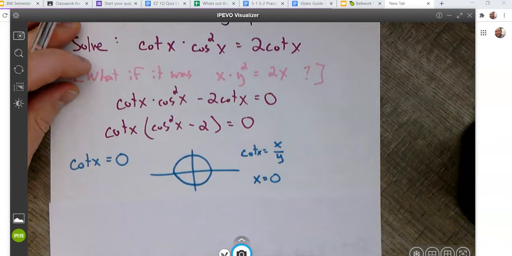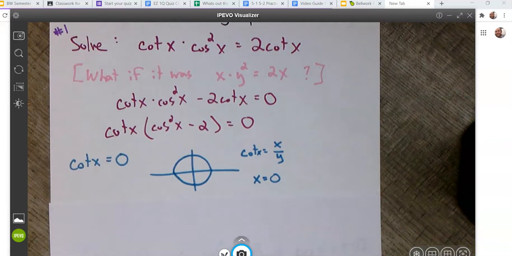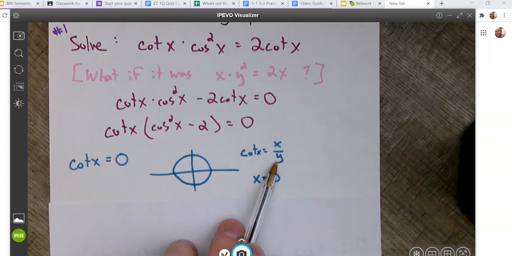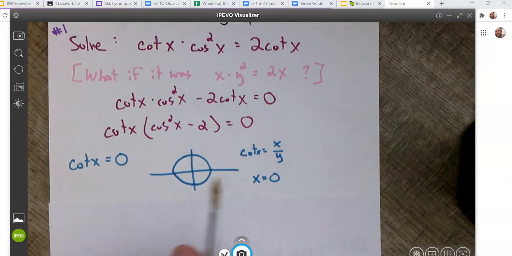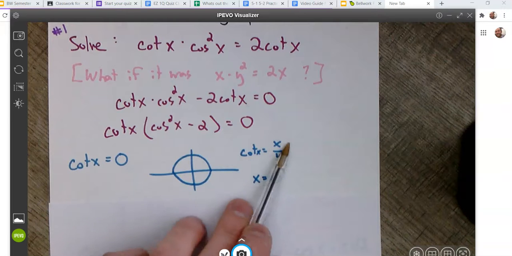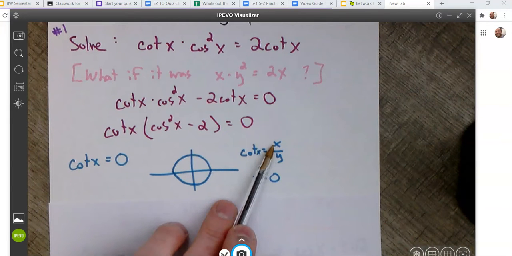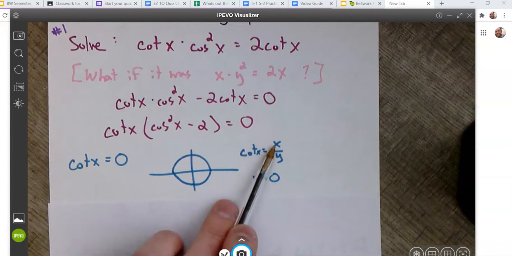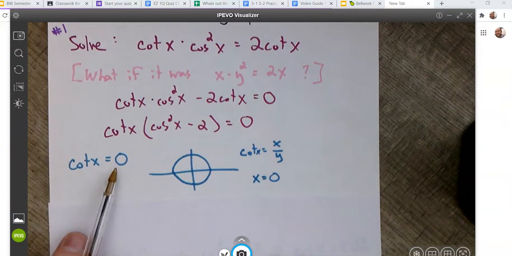So let's go through. There's the first one. Cotangent x equals 0. So we're not talking triangles. I can't draw a triangle and get these values as 0. So I need to do those other definitions we had. Cotangent is the x-coordinate over the y-coordinate. I want to know when is the x-coordinate over the y-coordinate equal to 0. Well, for a fraction to be 0, the numerator, in this case the x-coordinate, has to be 0. So I'm really looking to see when is x equal to 0. Because when x is equal to 0, this whole fraction is equal to 0. And that's what we're looking for here.